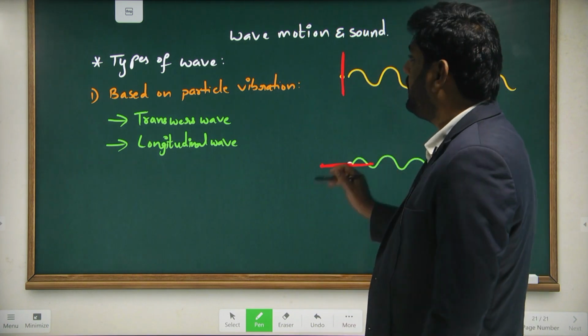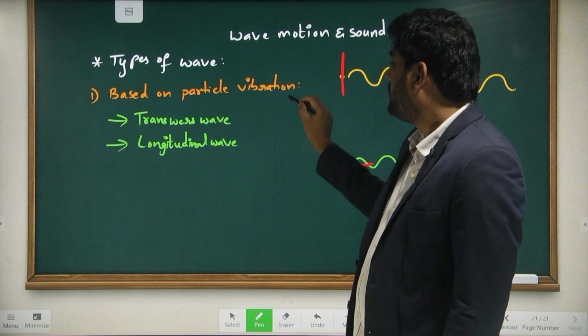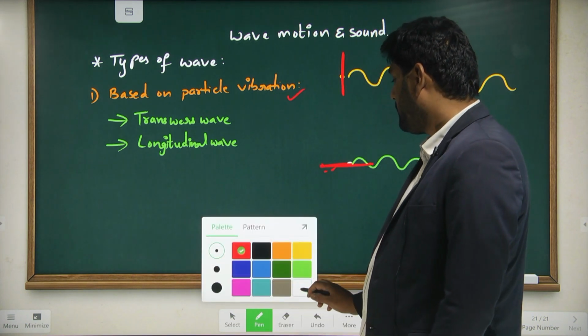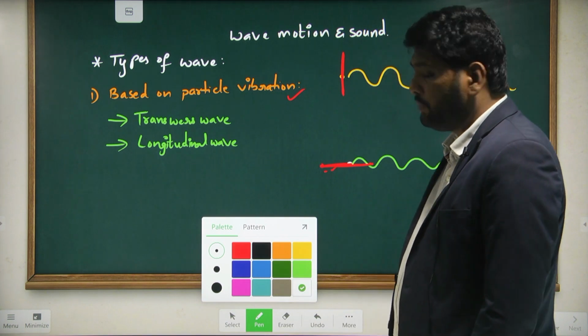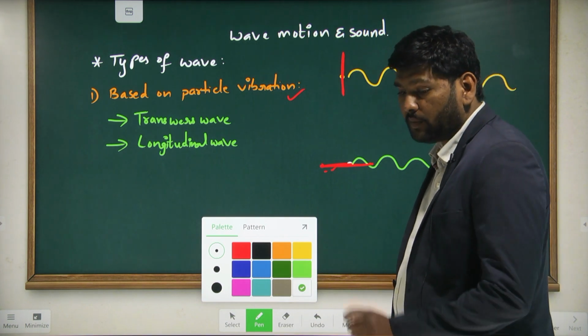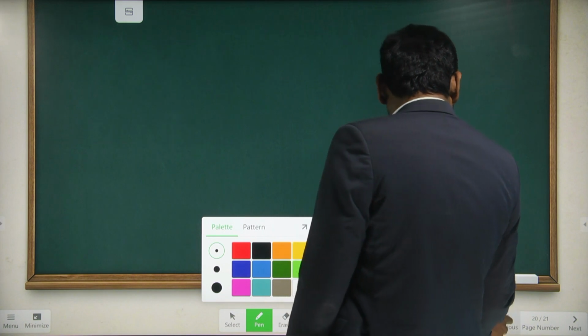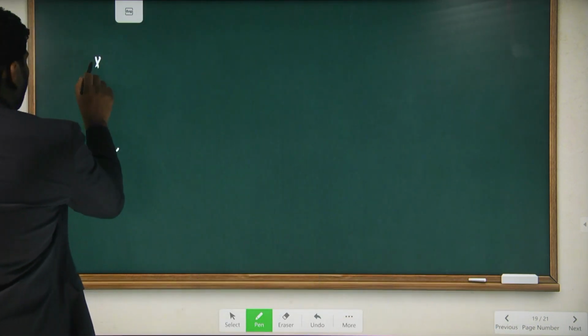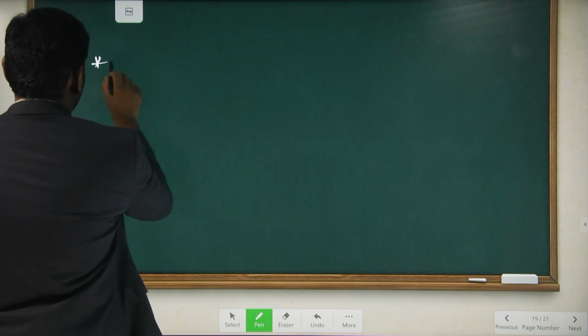And coming to the other part. So this way we have divided the waves based on what? Vibration of the particle. Now let me go for the second one: based on the medium of propagation. One more type is what?